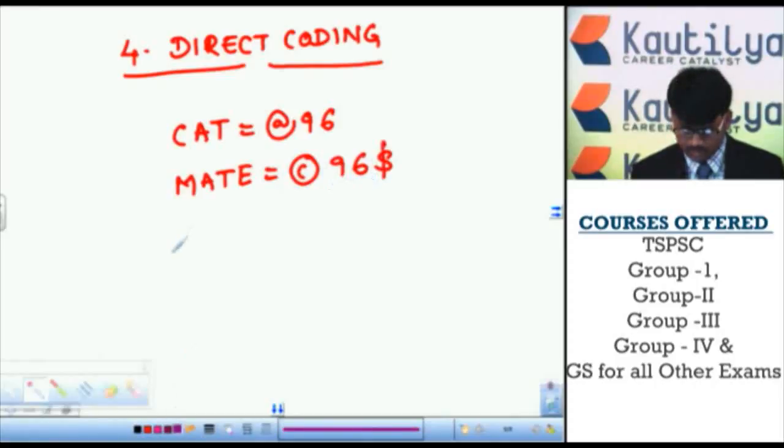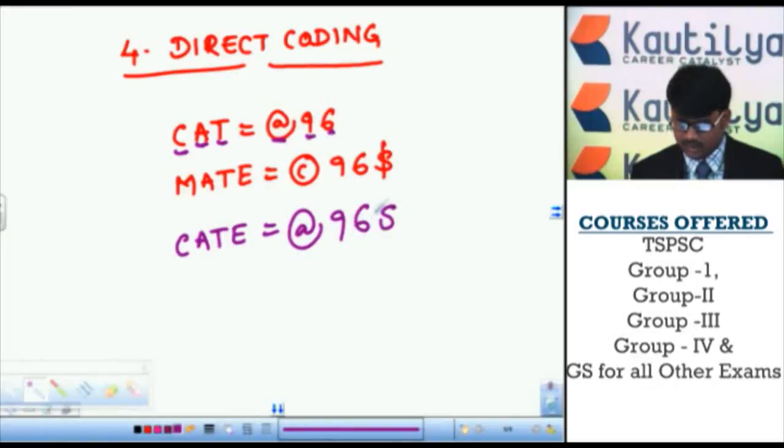How is the word cat coded? Then we have to identify the word cat. Here C is coded by @, A is coded by 9, T is coded by 6. Then we take a substitutional coding or direct coding. C is coded by the @ symbol, A by 9, T by 6, E by the dollar symbol. This is the direct coding of the word.